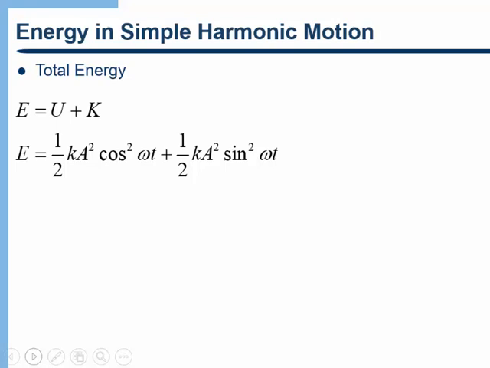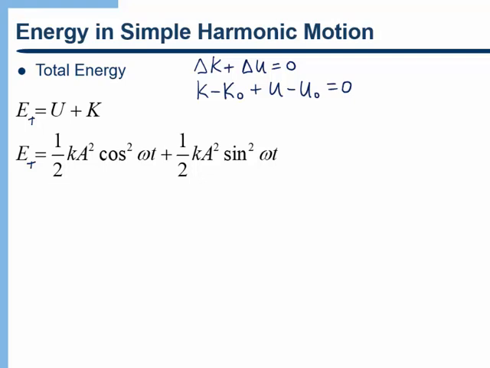The total energy should just be equal to the potential plus the kinetic, and that total energy should not change. Remember, when we write delta k plus delta u is equal to 0, another way to write that is k minus k naught plus u minus u naught is equal to 0, or k plus u equals k naught plus u naught. In other words, the total energy doesn't change. So let's see that the math shows us this.